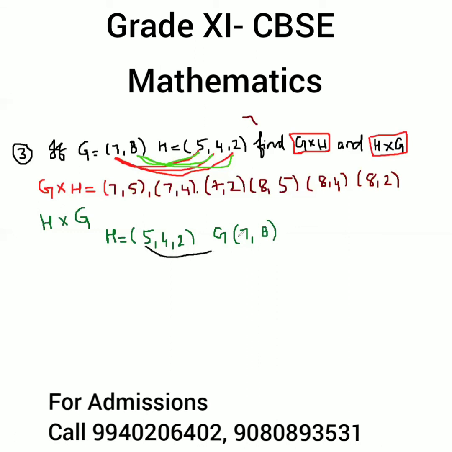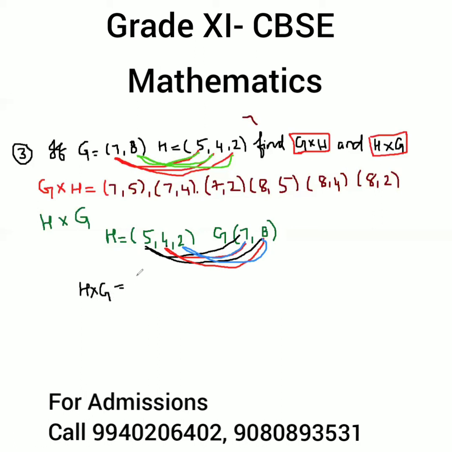5 comma 7, 5 comma 8. Next I take 4 with 7 and 8, so 4 comma 7, 4 comma 8. Next I consider 2, so it will be 2 comma 7, then 2 comma 8. That is my final answer. So when I write H into G, my final answer will be written like this.